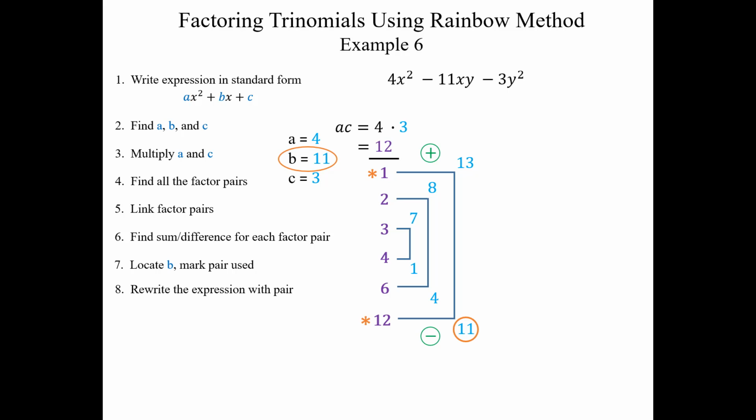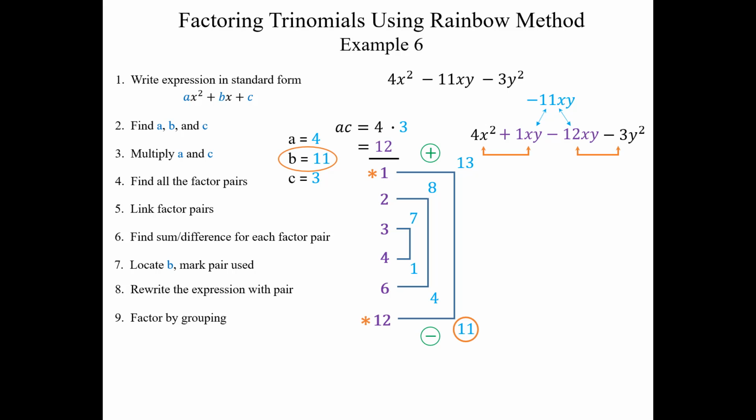Now we'll rewrite the expression with this pair. So we'll put the first term and the last term with lots of space in between that we're going to fill in. We're trying to form a negative 11xy, where both variables are present in this term. So using the 1 and the 12, we have a plus 1xy minus 12xy. And these are both like terms, as they need to be, because we're going to combine them together to get the 11xy back. So now, we'll factor by grouping.